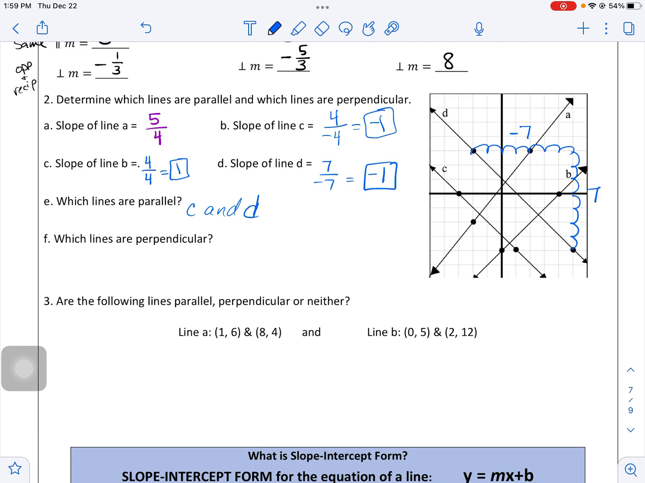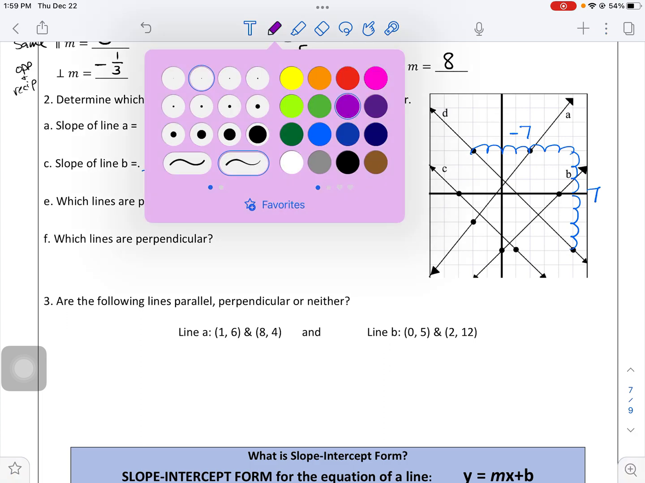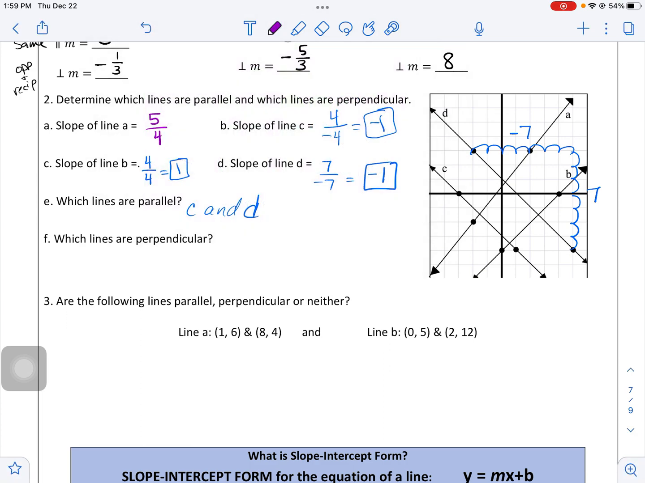Which lines are perpendicular? Well, perpendicular means they're opposite reciprocals. I can see these two have opposite signs, but it gets a little tricky with 1. Let's think about this. If my slope is 1, that really means 1 over 1. If my slope is negative 1, that really means negative 1 all over 1.